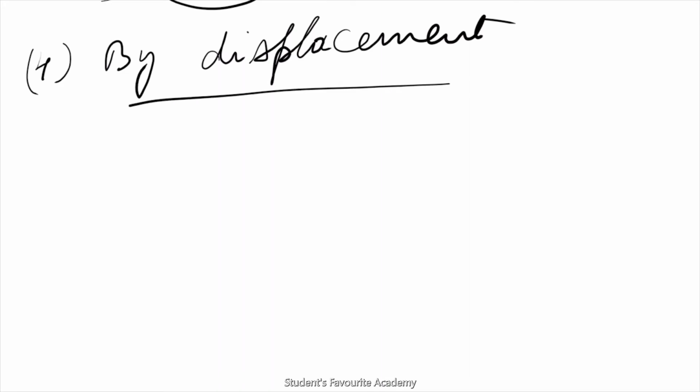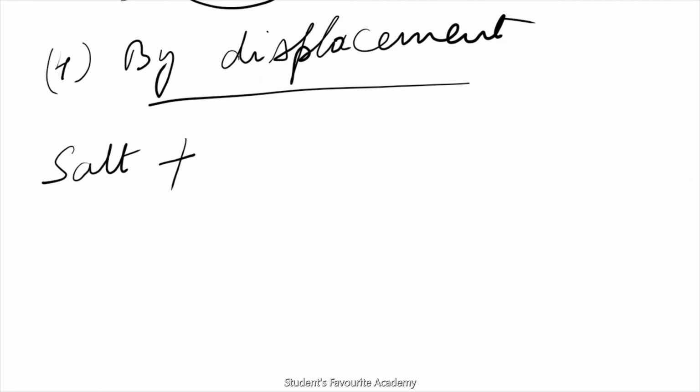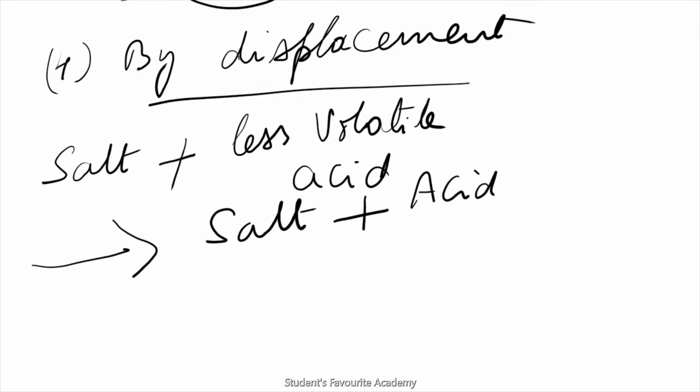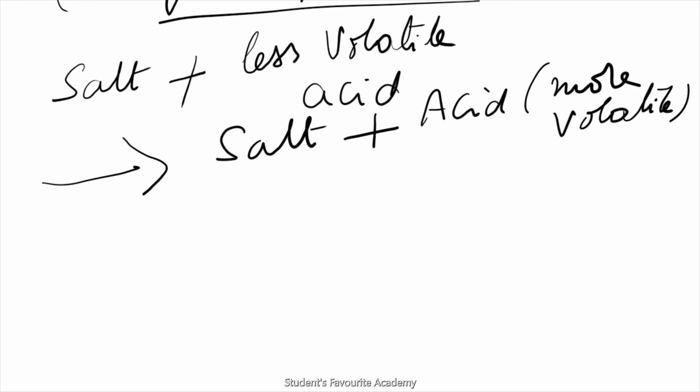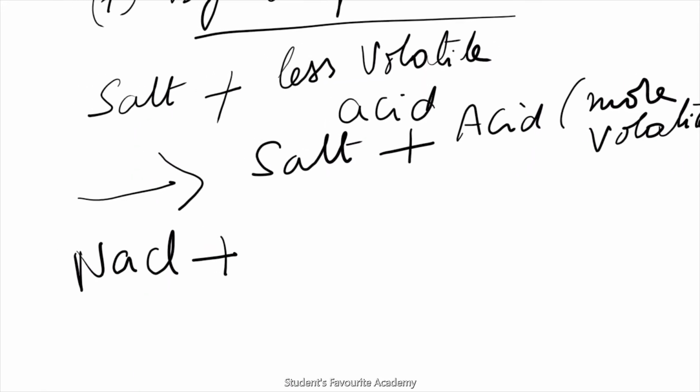Now in the displacement method, a salt reacts with a less volatile acid, producing another salt plus an acid which is more volatile. So the equation is, say, salt, that is NaCl, sodium chloride, plus a less volatile acid, sulfuric acid.